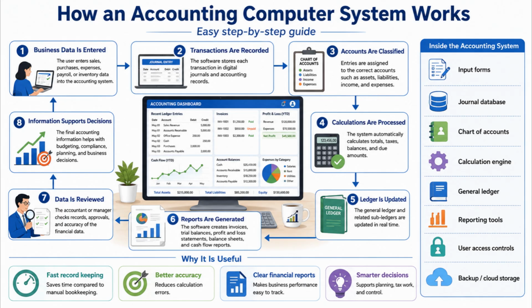Inside the accounting system, many important parts work together. These include input forms, a journal database, a chart of accounts, a calculation engine, a general ledger, reporting tools, user access controls, and backup or cloud storage. Together, these parts keep financial data organized, secure, and easy to access.